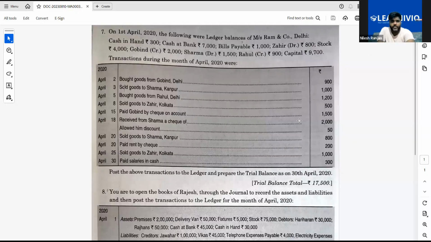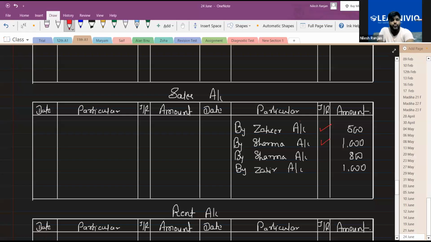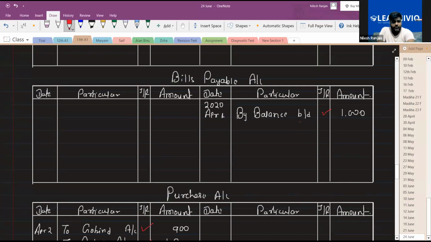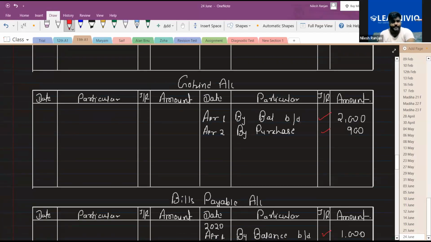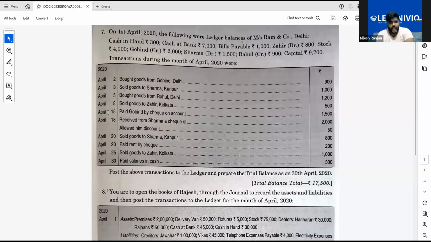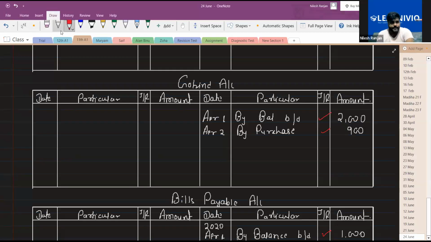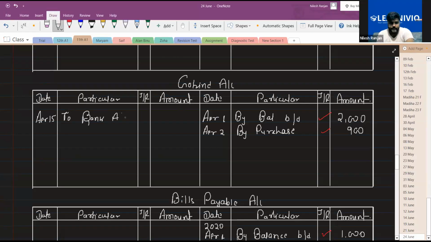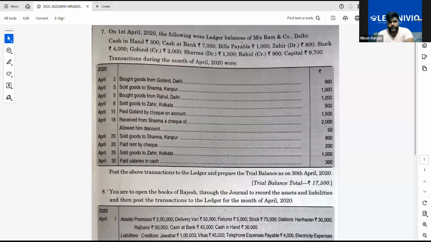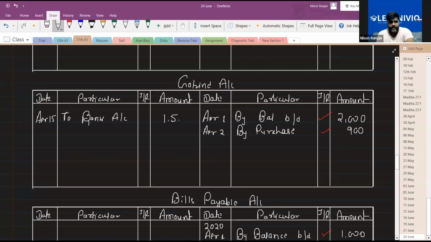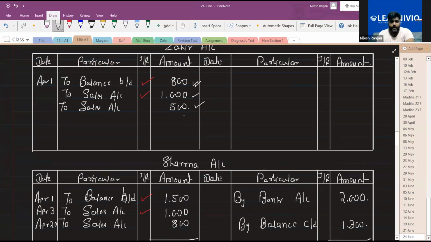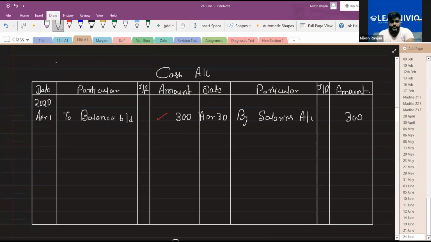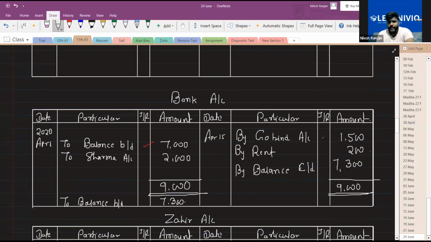Okay, after that, paid Govind by check on account. So Govind to bank account. On the debit side of Govind account to bank, April 15th, to bank account 1,500, and in bank account it will be on the credit side by Govind. It is already written here.